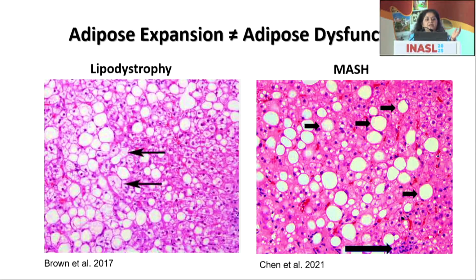Another important point I would like to make is that adipose expansion does not equal adipose dysfunction. Adipose can be dysfunctional in many other disease states. We heard from earlier speakers about lipodystrophy, and as you can see, a liver biopsy on the left from a patient with lipodystrophy also has the cardinal features of a MASH liver biopsy, which is shown on the right, with ballooning, inflammation, and micro and macrovesicular steatosis.